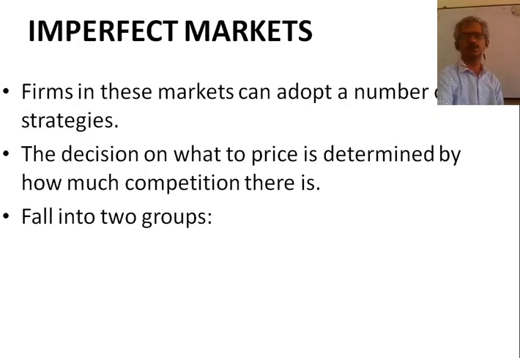In the imperfect markets, firms can adopt a number of strategies. In imperfect markets, firms can vary their prices, and their prices can be different. The decision on what to price is determined by how much competition there is. Pricing strategies fall into two groups.